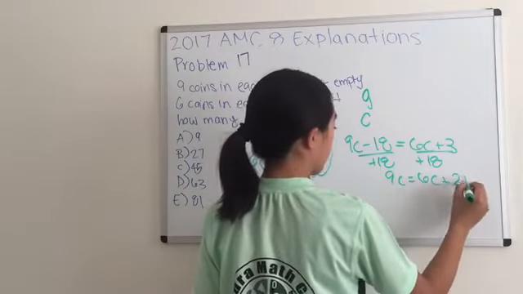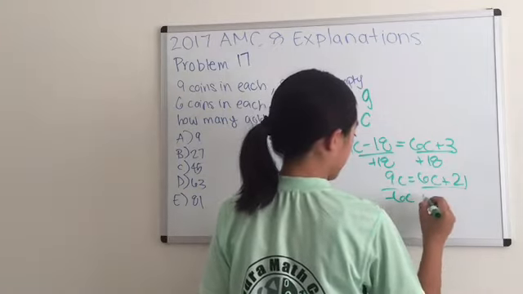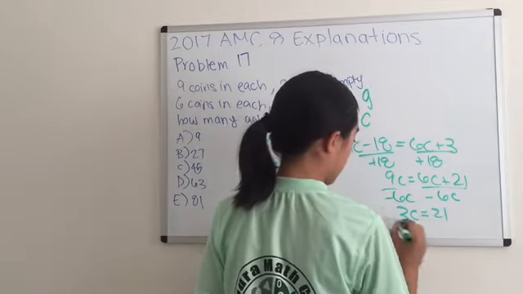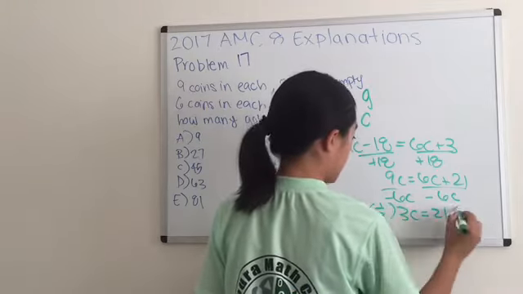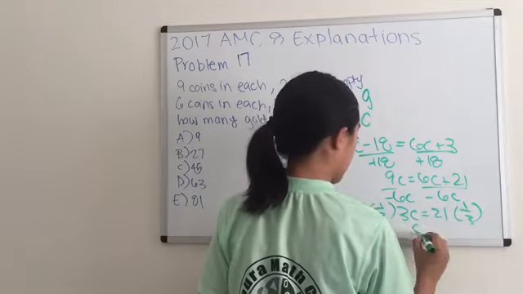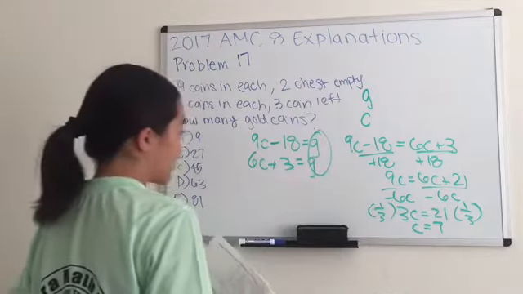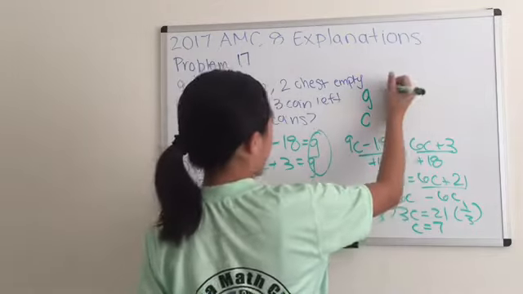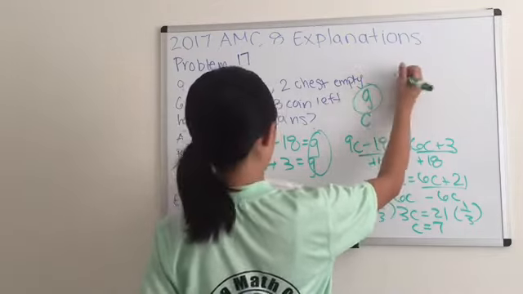So if we solve it out, we end up getting that C equals 7. Now C equals 7, that's the number of chests. So we could just sub in C into one of these equations to find out what G is, which is the total number of coins.